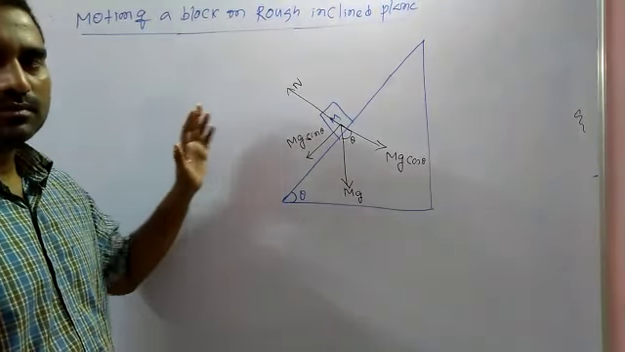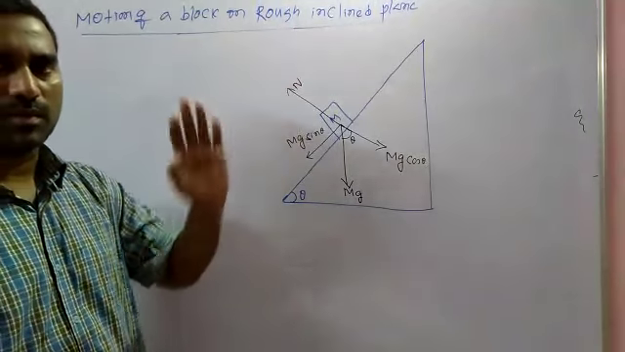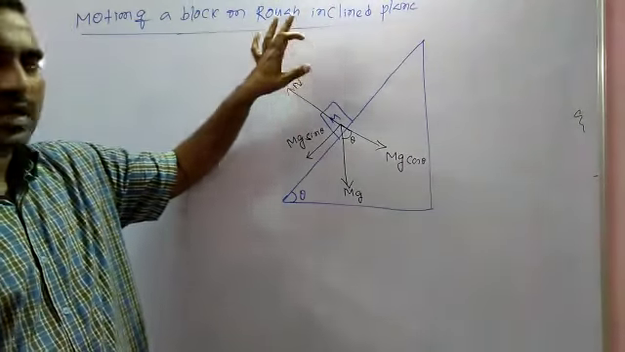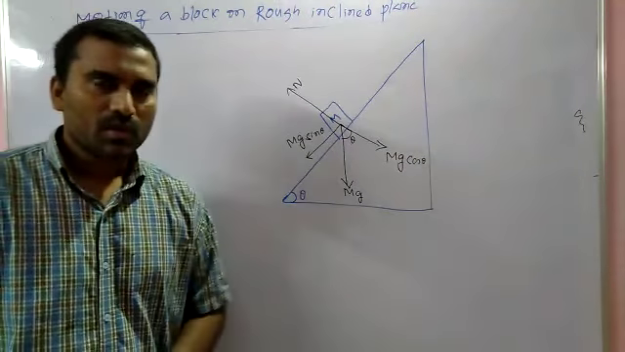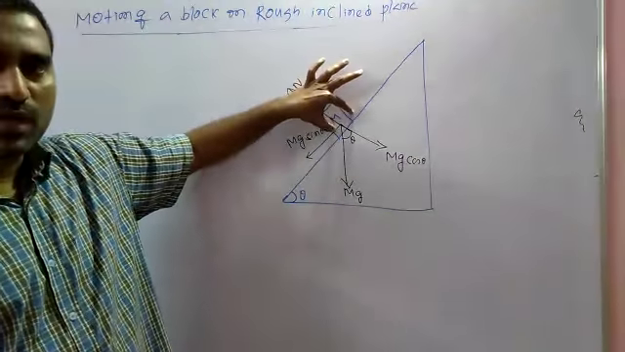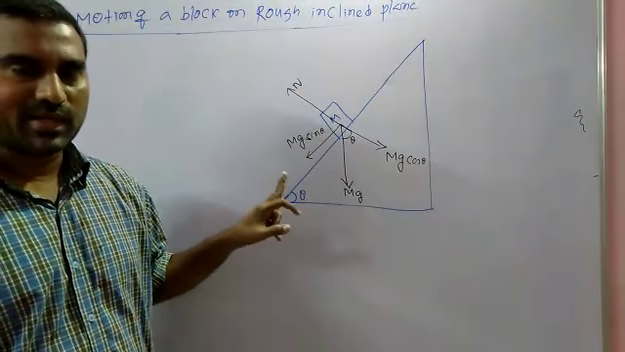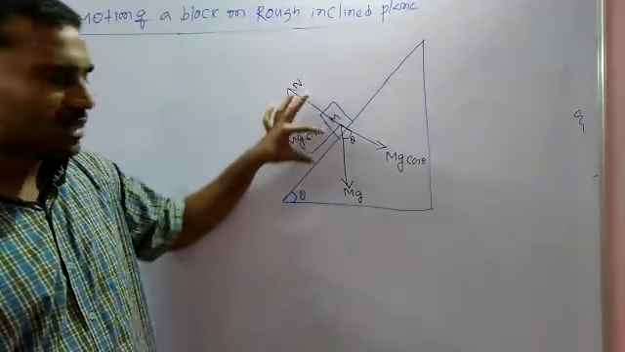In the last video I sent, we covered motion of a block on a smooth inclined plane. Today I am going to teach you motion of a block on a rough inclined plane. So see the diagram. A block is on a rough inclined plane, where theta is called the angle of inclination.